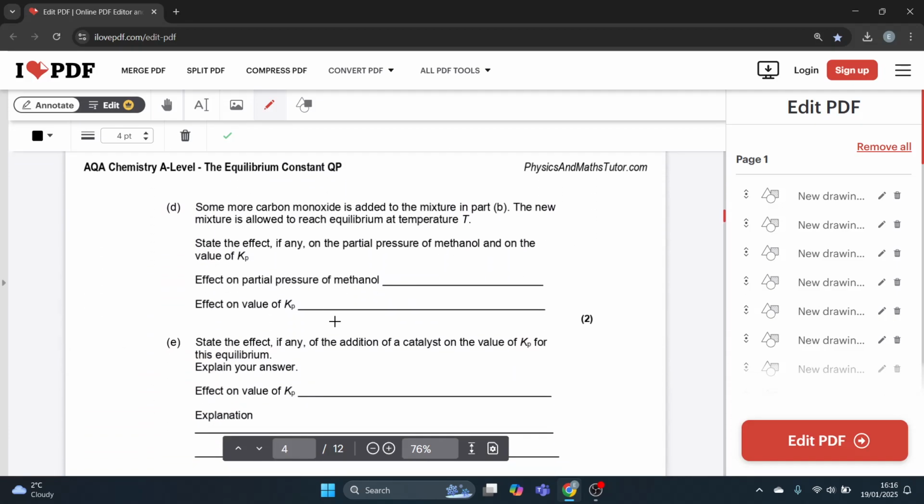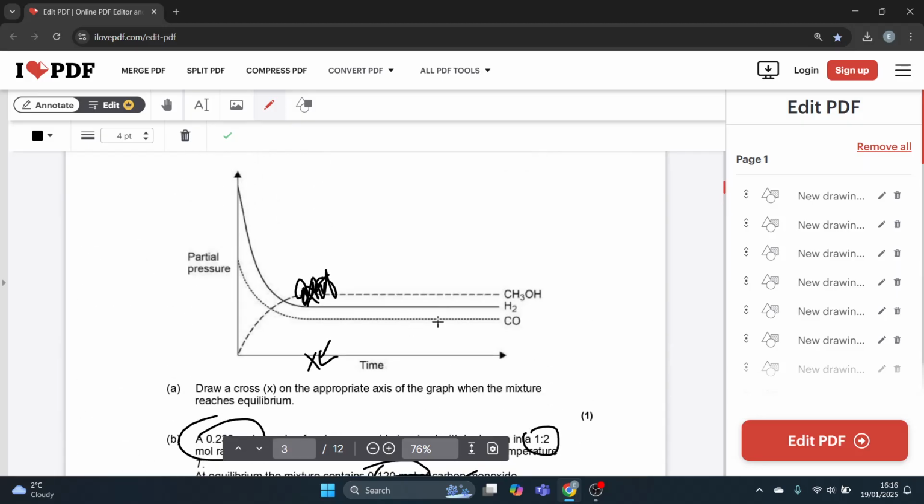Part D. More carbon monoxide is added to the mixture in part B. The new mixture is allowed to reach equilibrium at temperature T. State the effect, if any, on the partial pressure of methanol and on the value of Kp. So what is it saying? More carbon monoxide is added to the mixture in part B, and the new mixture is allowed to reach equilibrium at temperature T.